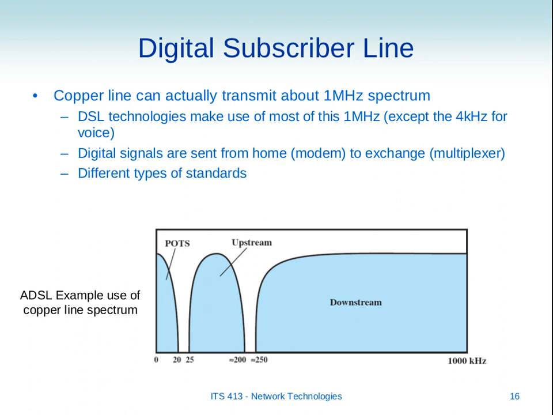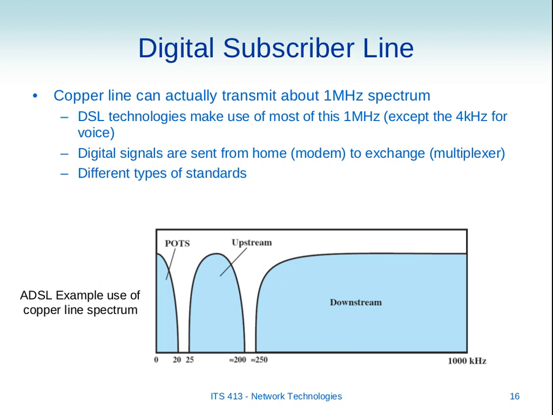This is using frequency division multiplexing. We're sending data at the same time over three different frequencies, essentially. We can be downloading, we can be uploading, and we can be making a telephone call at the same time using the single copper cable by sending signals at different frequencies. So to improve upon the very limited data rate that dial-up offers, DSL uses the rest of the copper spectrum up to about 1 megahertz.